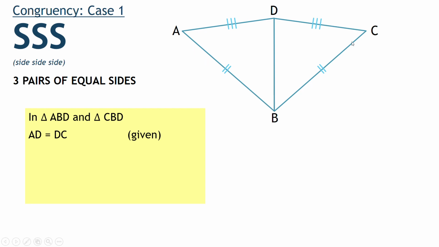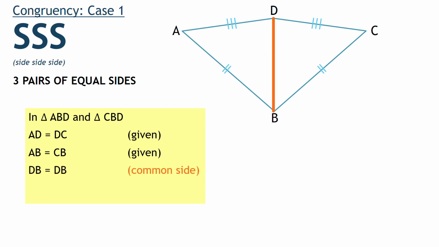What other lines are equal to each other? AB is equal to BC, and the reason is also given because it was given to me on my diagram. And then the final line that's equal is the middle line, right? So the triangles share that middle line DB. But what's the reason for that? The reason would be common side.